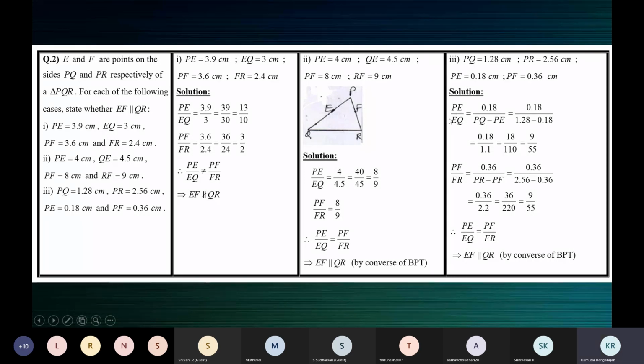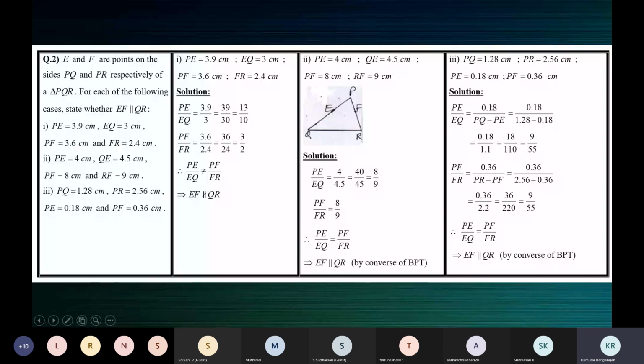So children, we have to find PE by EQ, this ratio. You should not write PE by EQ is equal to PF by FR. You cannot write that. That you can write only if it is given that EF is parallel to QR. Here we have to check if EF is parallel to QR. So you find the ratios separately. Find PE by EQ, then find PF by FR, and check if these two are equal. If they're equal, the lines are parallel. Otherwise, not.